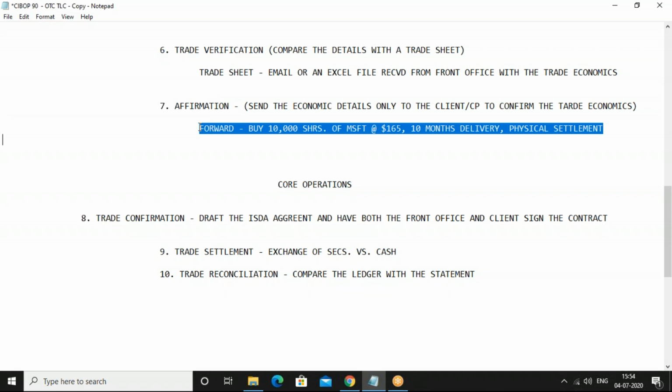Now, let's take a look at this. If you and the front office person had agreed to this, but instead of physical settlement, we put cash settlement, would you sign it? Or would I sign it?